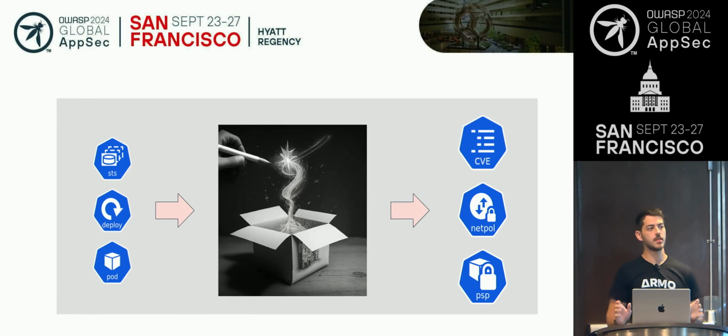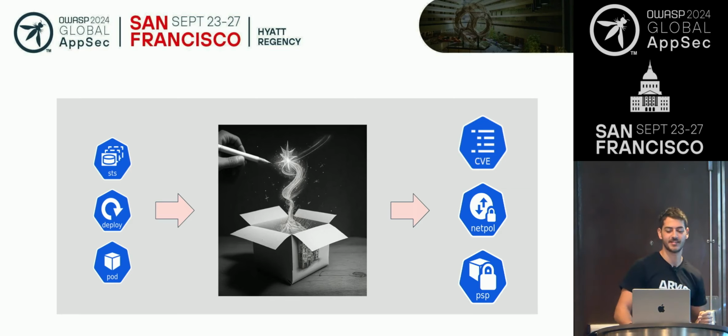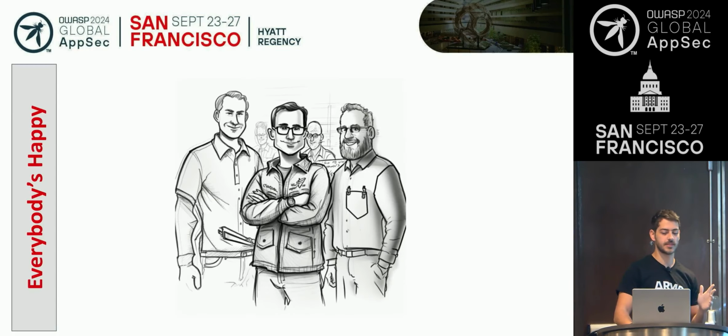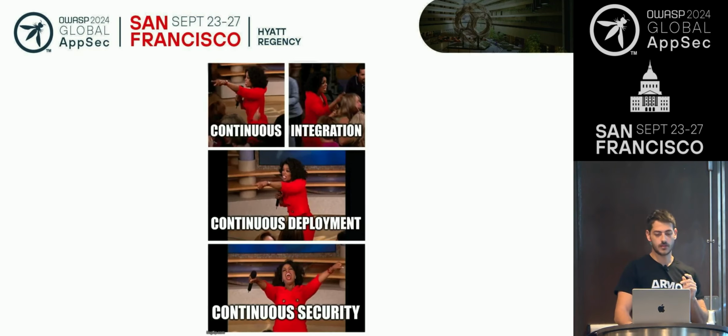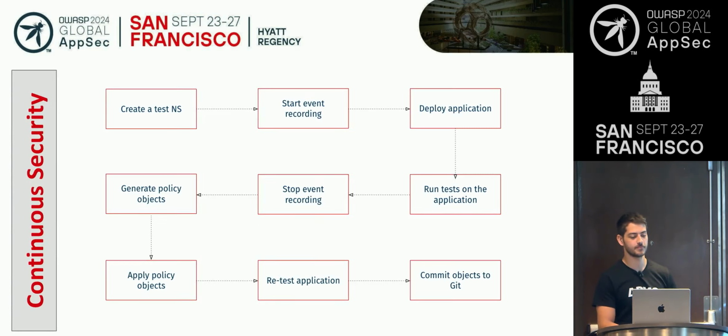So imagine you have this magic box where you could just throw in deployments, your pods, your applications, everything, and you get out a list of filtered vulnerabilities, network policies, and seccomp profiles. Wouldn't that be great, right? So this is exactly what we did. Now we have CI/CD and also continuous security, which is awesome.